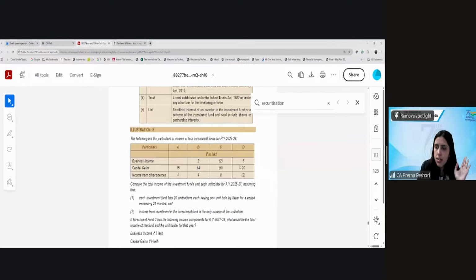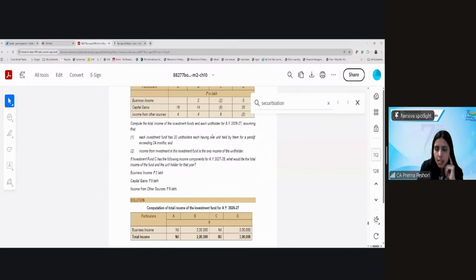Understood till now? Yes, ma'am. Then for fund C, 2 lakh is the business loss, 6 lakh is the capital loss, and 8 lakh is the income from other sources. Two lakh business loss will be allowed to the trust, and the remaining 6 and 8 will be transferred to the investor. Will the net of 2 lakh be transferred here, or will 6 and 8 be transferred separately?